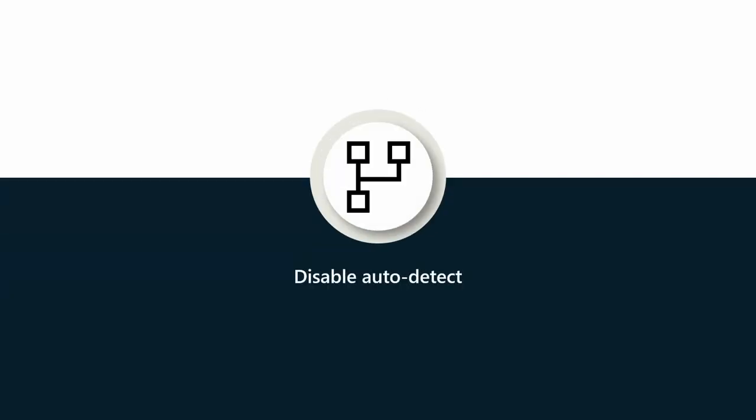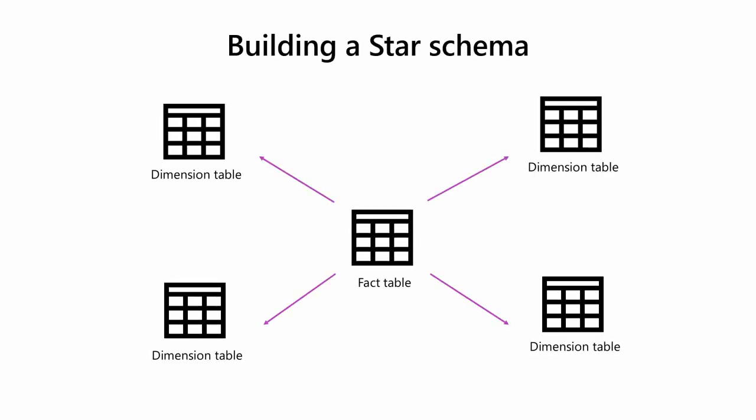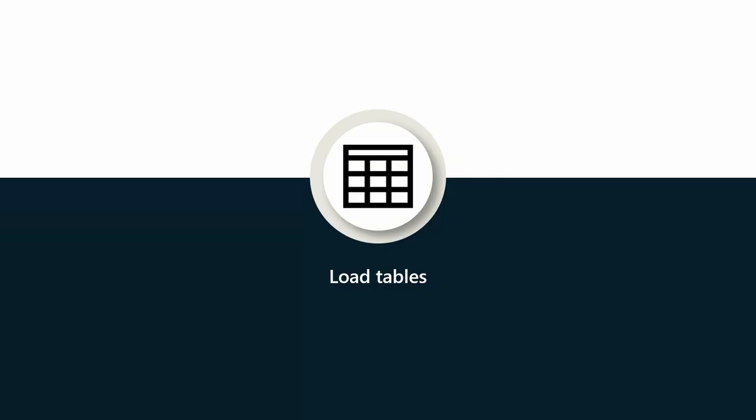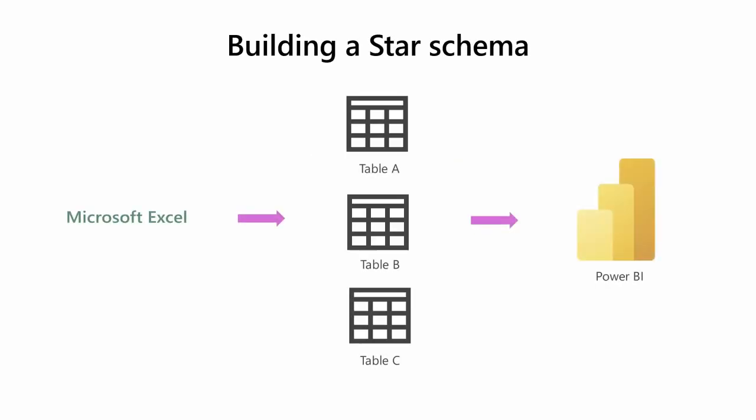The first step is to disable Auto Detect. Power BI auto-detects relationships when you load multiple tables. You need to disable the function so you can set your own relationships. The next step is to load your fact and dimension tables into Power BI. Select the required tables from your Excel spreadsheet or other relevant location and load them into the application.